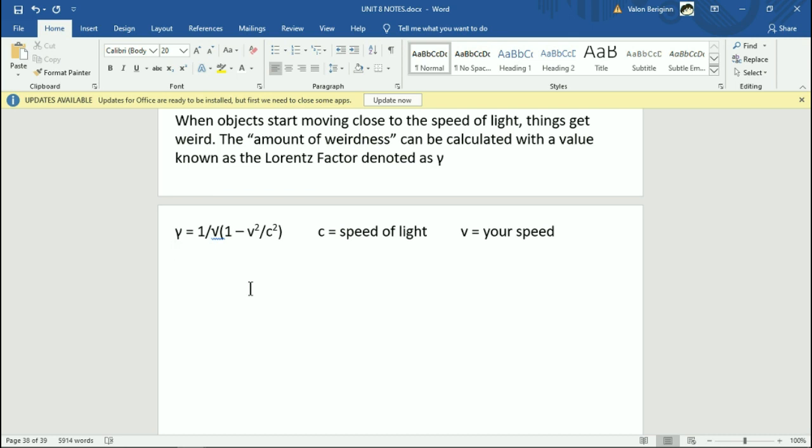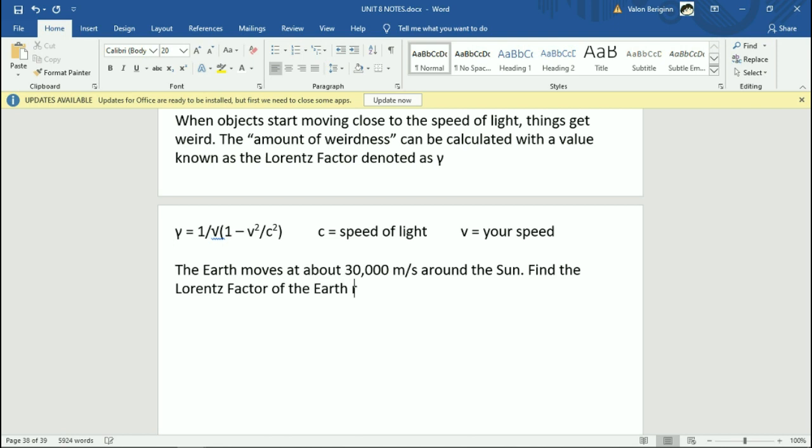For example, again, the Earth. The Earth moves at about 30,000 meters per second around the Sun. Find the Lorentz factor of the Earth relative to the Sun. So you would have 1 over the square root of 1 minus, this is my speed, 30,000 squared divided by 300 million squared. And close that parentheses.